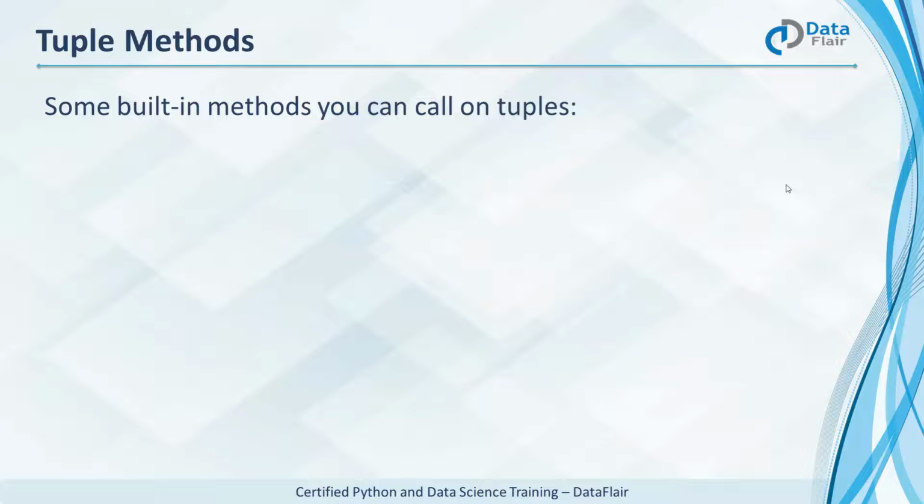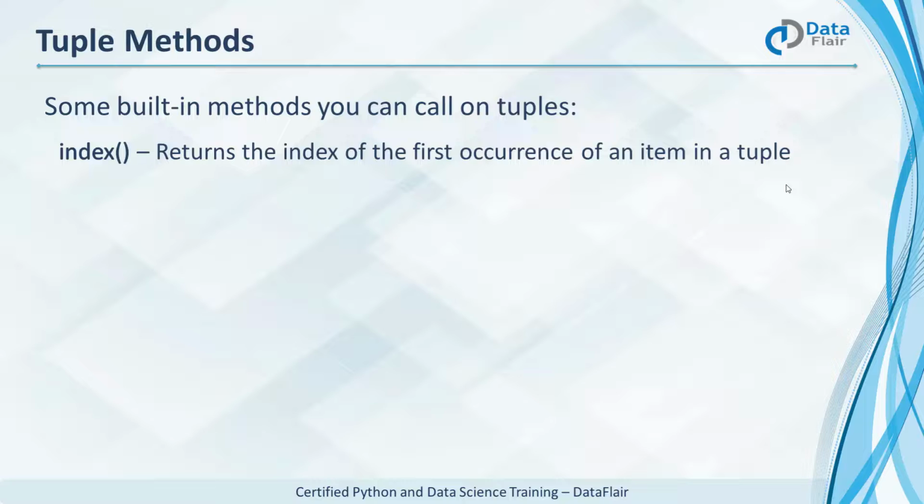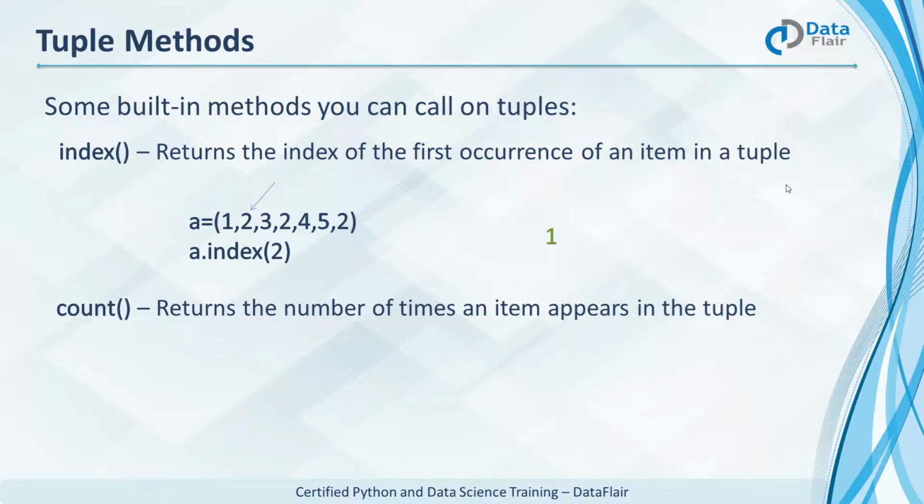Besides functions, we also have some methods we can call on tuples. Index returns the index of the first occurrence of an item in a tuple. This is the tuple. It finds the item 2 first at index 1, so it returns that and does not know it's also there at indices 3 and 6. Count returns how many times a value appears in a tuple. How many times does it have 2? Thrice.